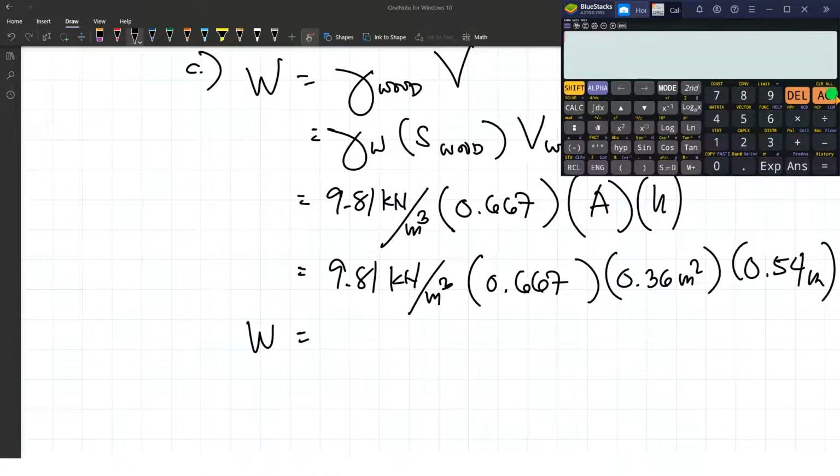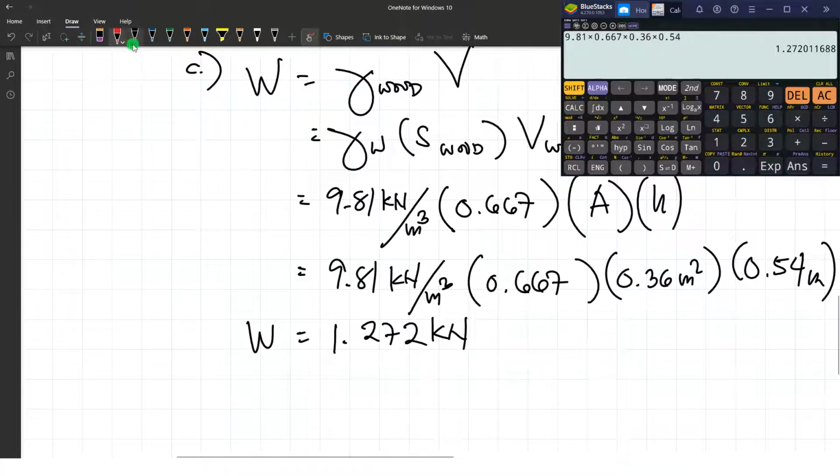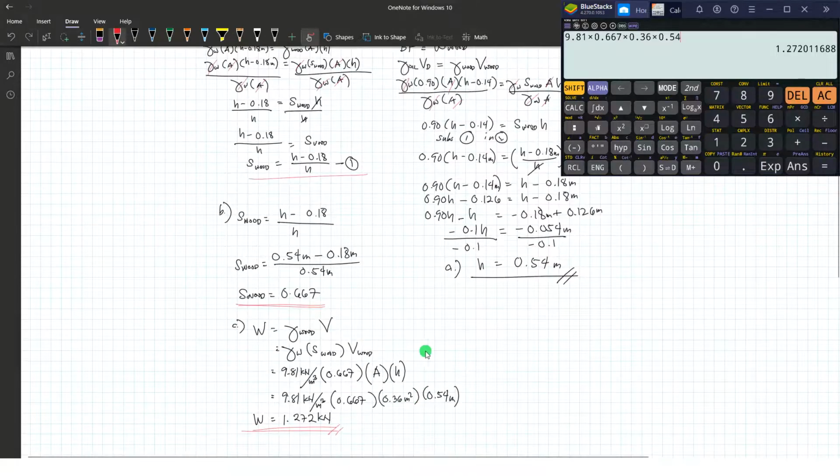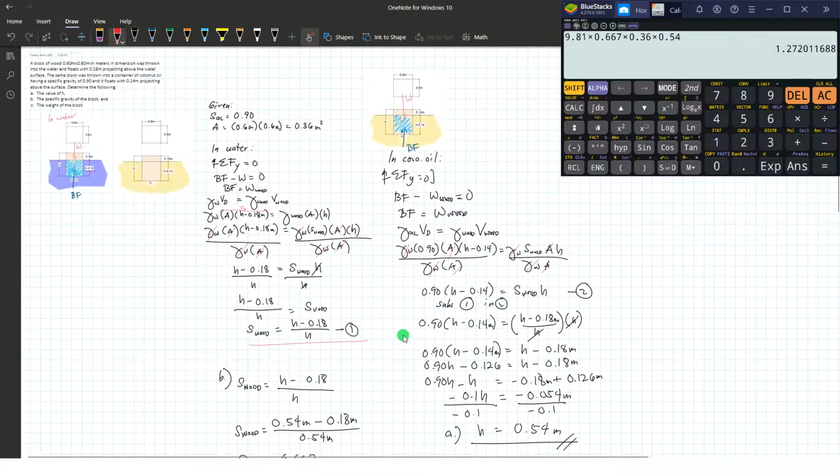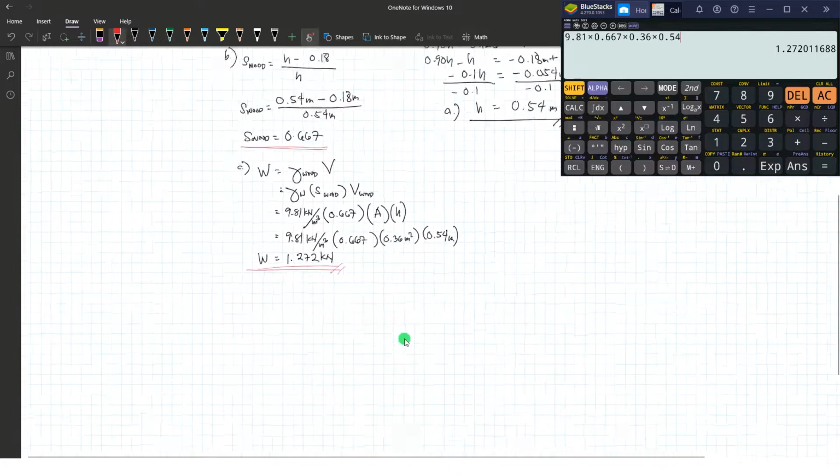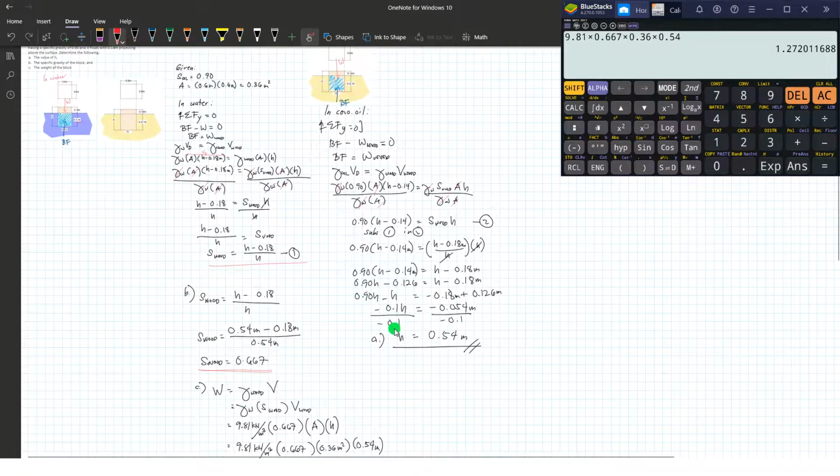What unit remains is in kilonewtons, by 0.667, 0.36, 0.54. So the weight of the wood in kilonewtons is 1.272 kilonewtons. So this is your answer on question letter C. Okay, so that's how you solve this problem, class. Next problem.